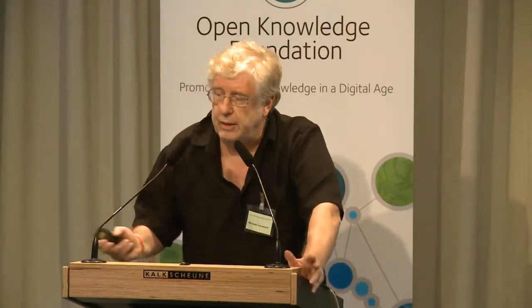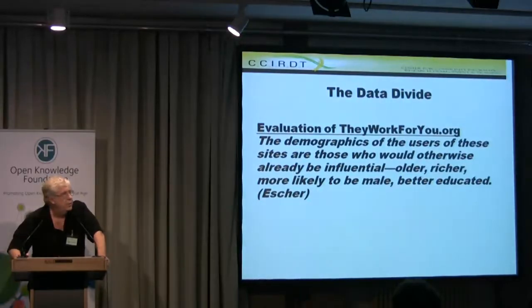Escher, in his analysis of users and usage of the right to information site, said the demographics of users extend traditional biases in political participation. Users are twice as likely to have a higher degree and are twice as often on a higher income level, are more male users and over 45 years. How representative is that? In a further report, an evaluation of the theyworkforyou.org site that's been quoted here several times, the demographics of the users of these sites are those who would otherwise already be influential. Older, richer, more likely to be male, better educated.